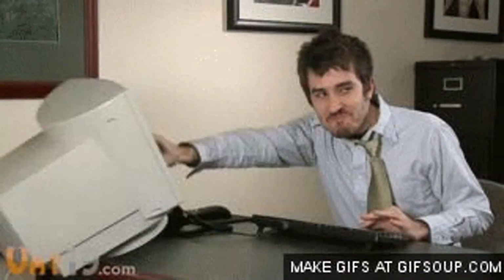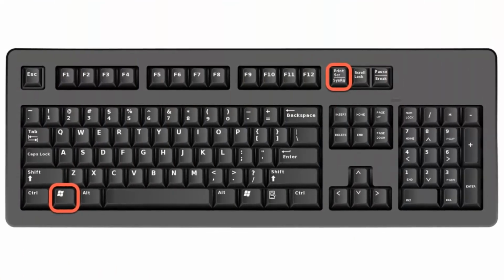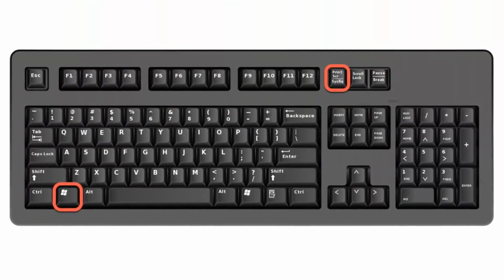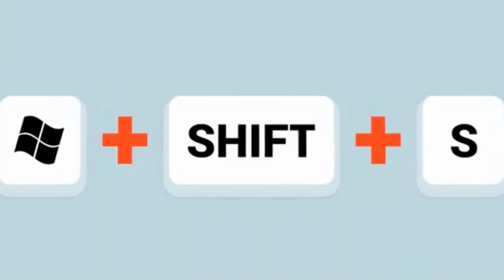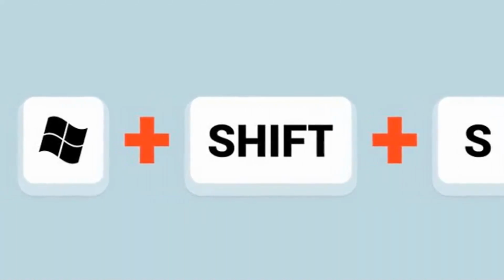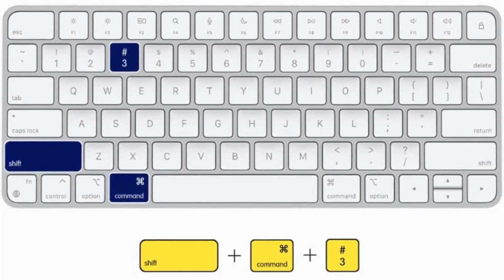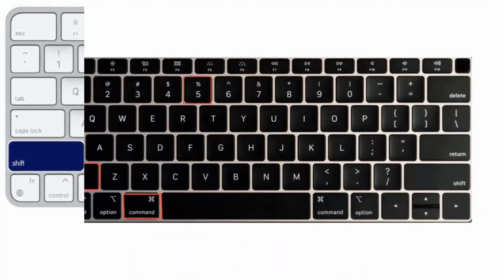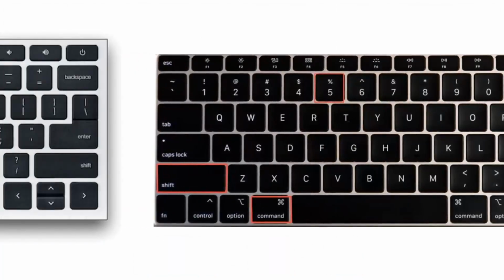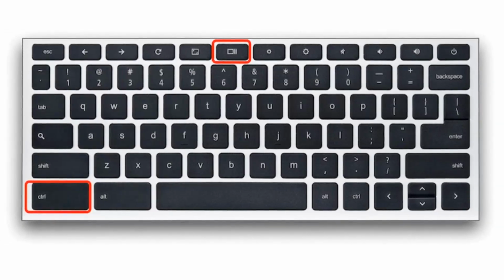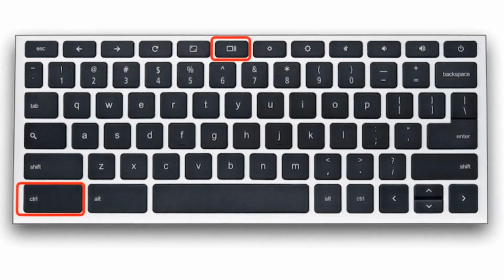Let's do a quick recap. For a Windows PC, the easiest way to save a full screen image is by pressing the Windows key and the print screen key. To select just a part of the screen, use the Windows key, the Shift key, and the S key. For an Apple Mac, it's the Shift key, the Command key, and the number 3 key for the whole screen, and the Shift key, the Command key, and the number 4 key to select an area. And for a Chromebook, it's the Control key and the Show Windows key for a full screenshot.